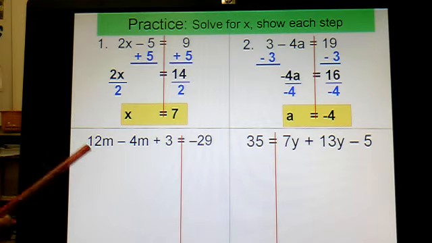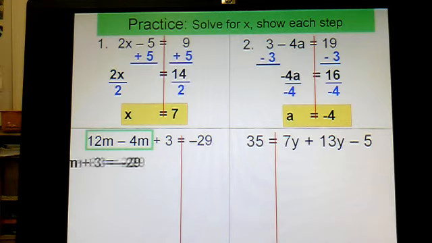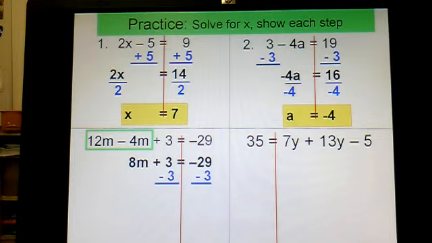The problem with the m's. Probably combine like terms first. So you get 8m plus 3 equals negative 29. Subtract the 3 to get rid of that. 8m is equal to negative 32. And then the division step, divide both sides by 8. And hopefully get negative 4.